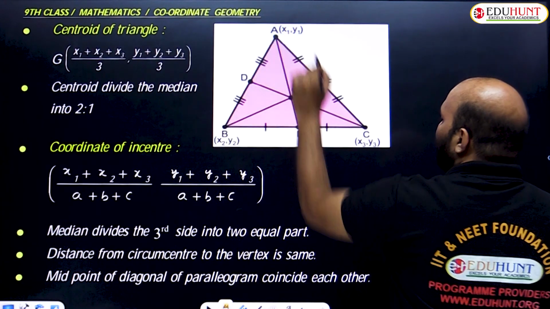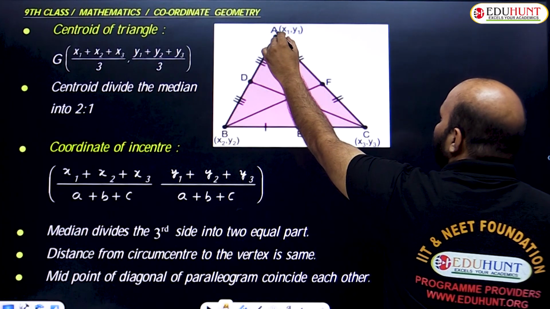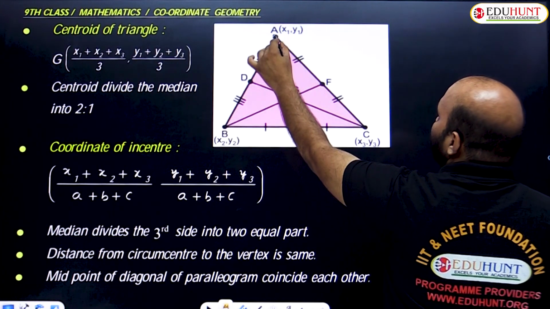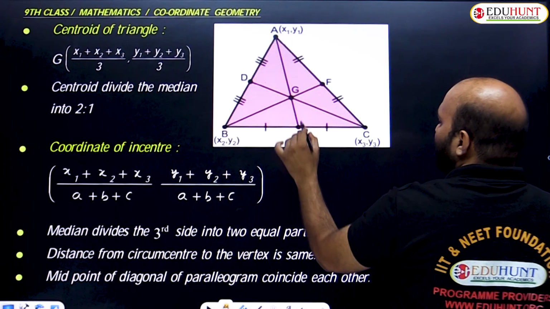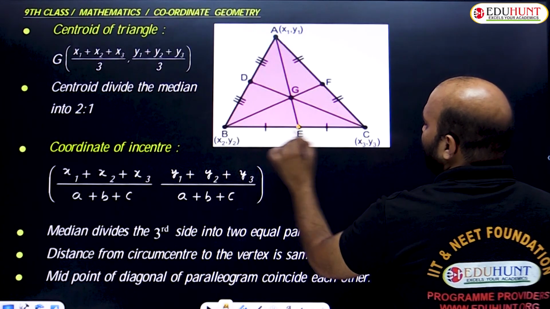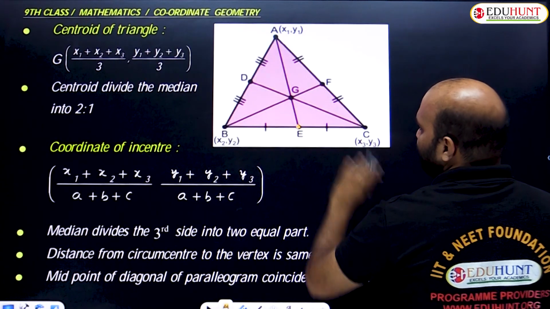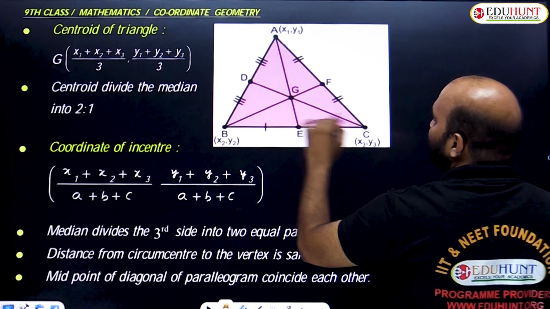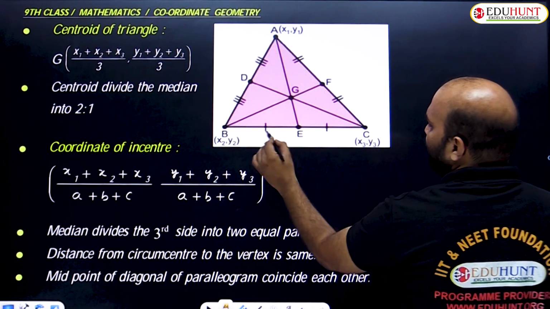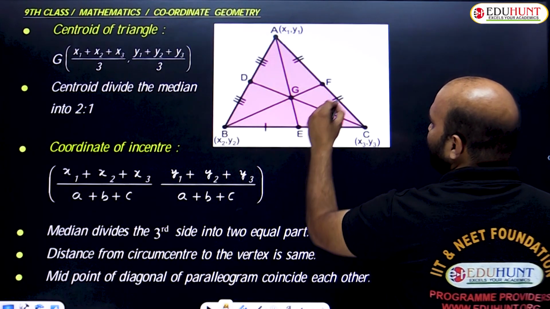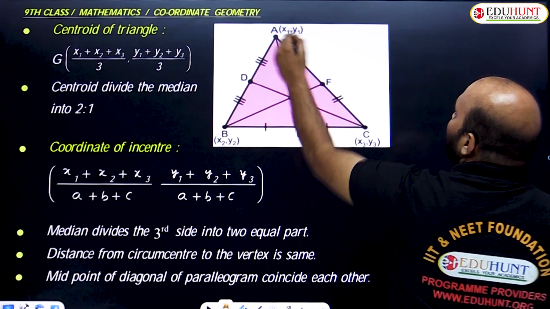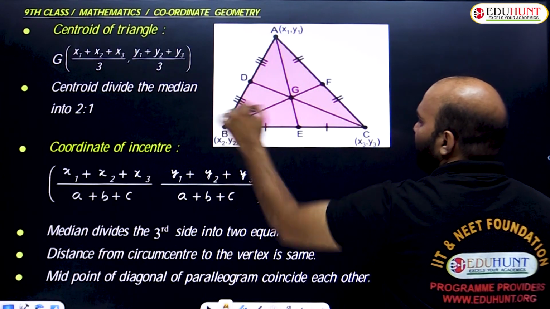So what is a median? Clearly we need to understand, it is a line drawn from a vertex to the opposite side, exactly at the middle. So the median divides the opposite side equally. AE is a median, similarly BF is a median and CD is a median. So BE and EC are equal, CF and FA are equal, and AD and DB are equal.